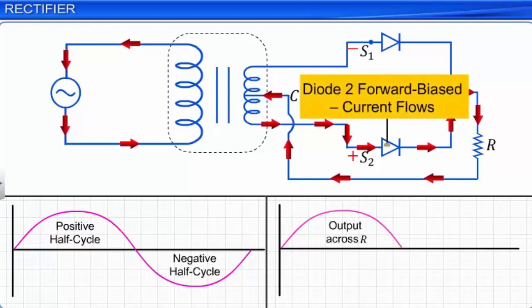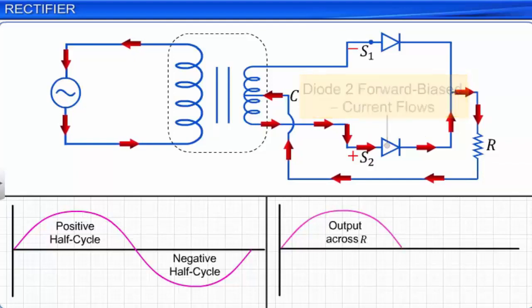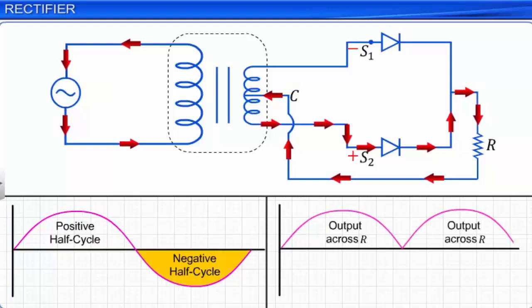Thus, a combination of the two diodes produces more continuous pulses of rectified voltage across the load resistance R. Since this circuit produces rectified output for both the positive and the negative half cycles of the AC wave, it is called a full wave rectifier.